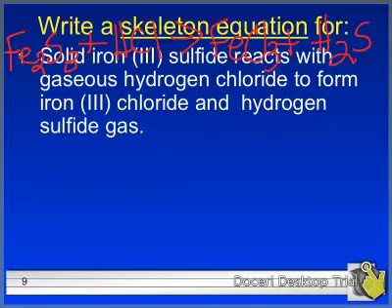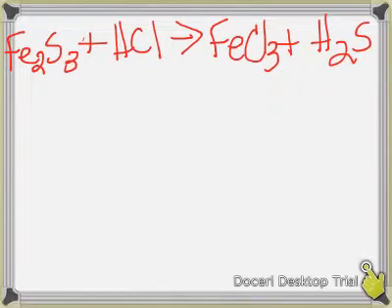Let's see how well I can remember this. Somebody help me remember this, okay? Oh, it stayed. Okay, so we have this guy, so let's try to balance it. So the first step is to write the skeleton equation, which we already did, correct? The next step is to count everything.